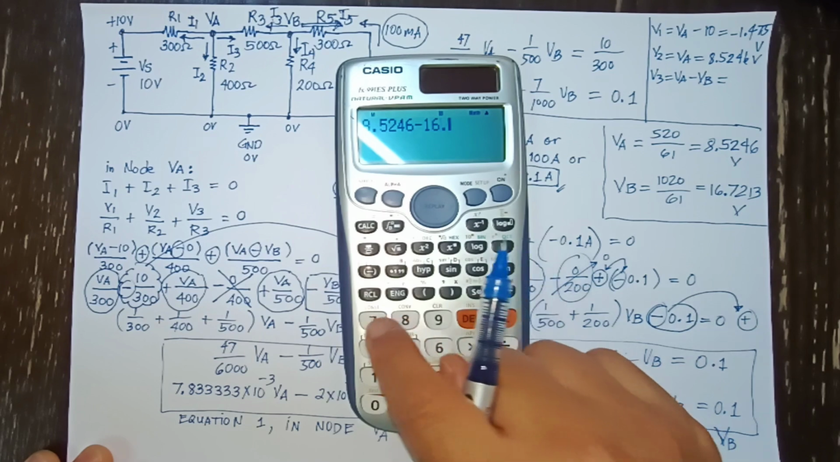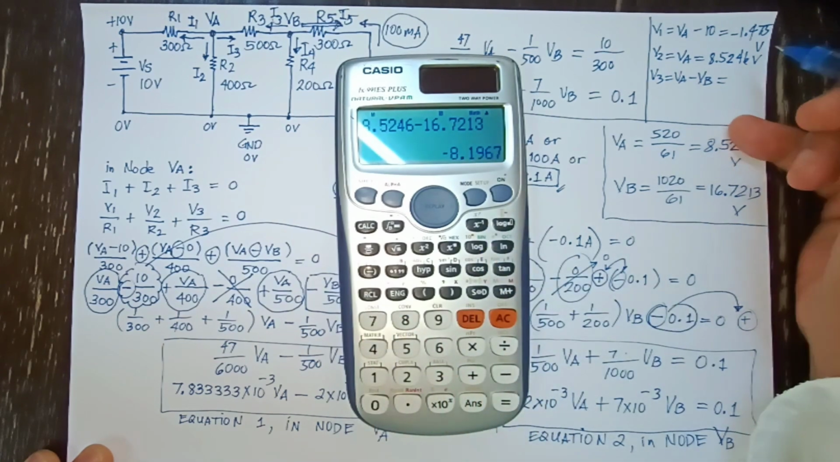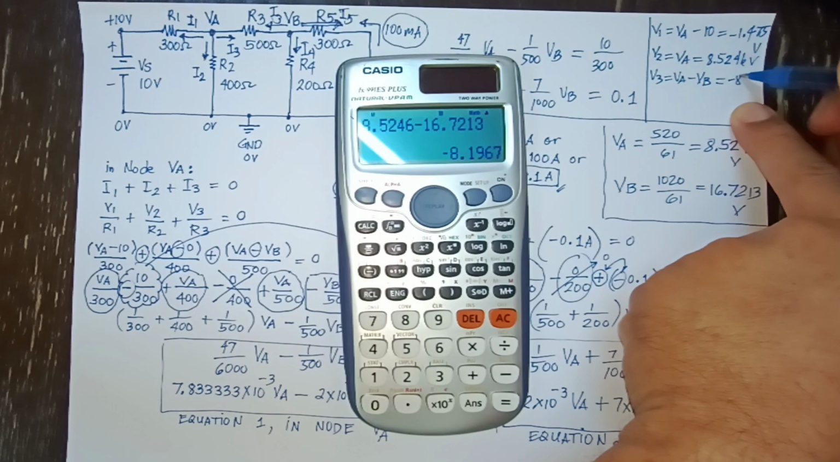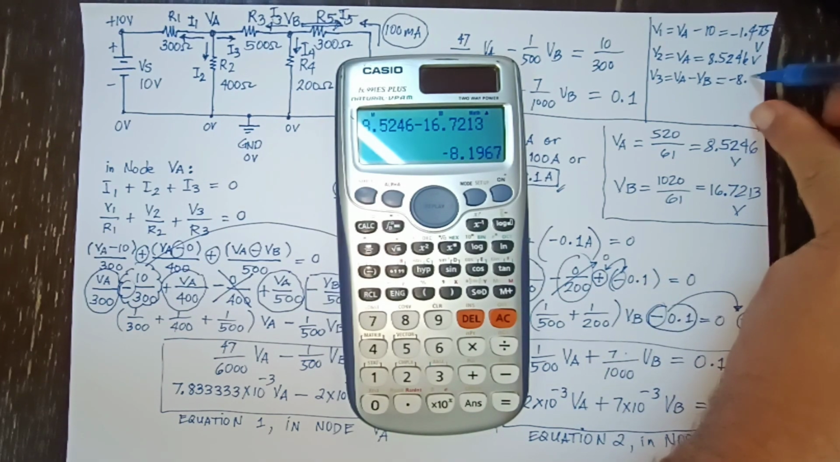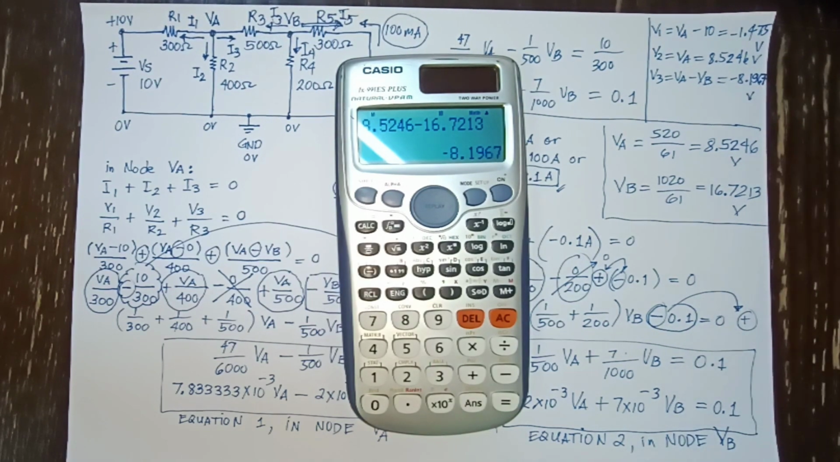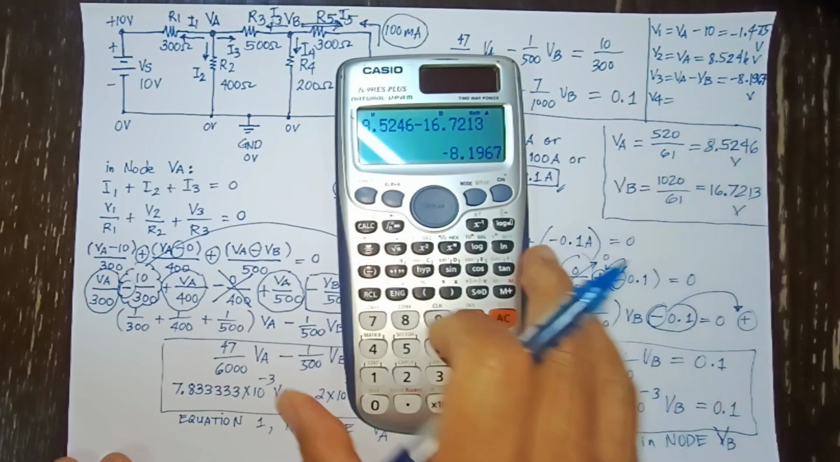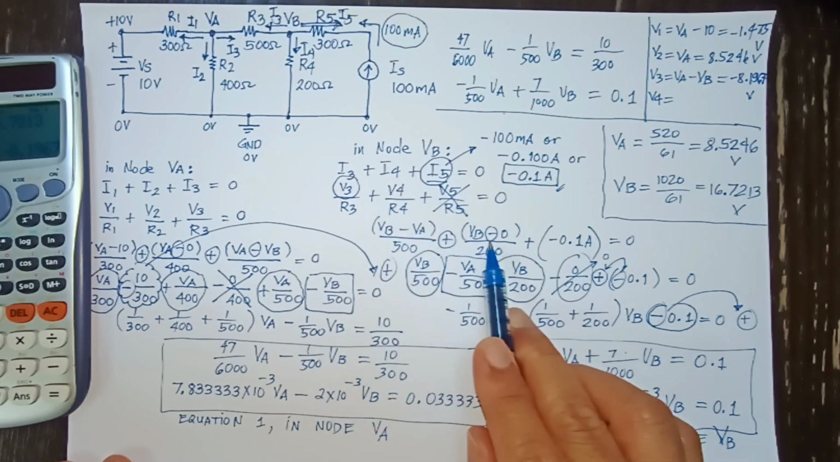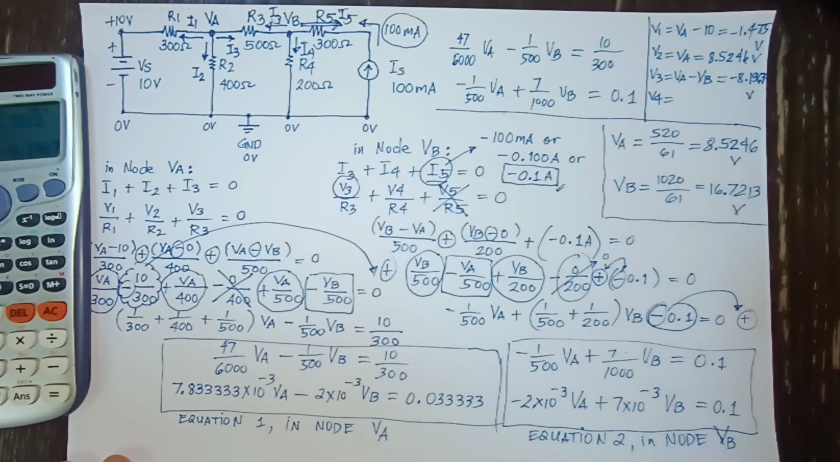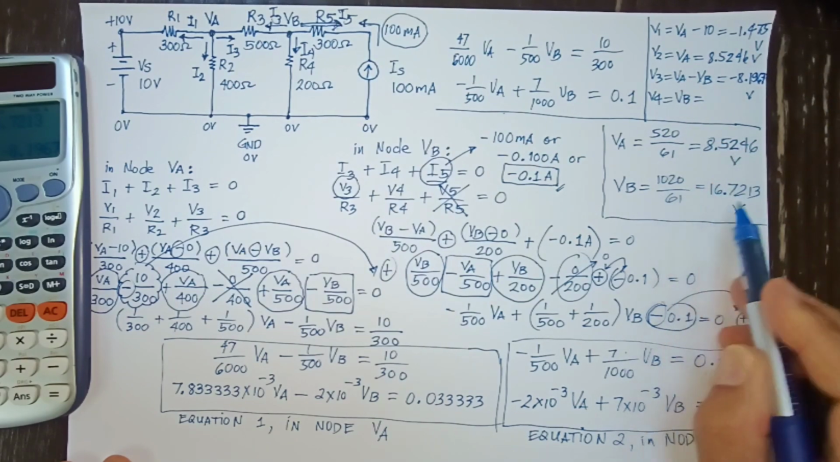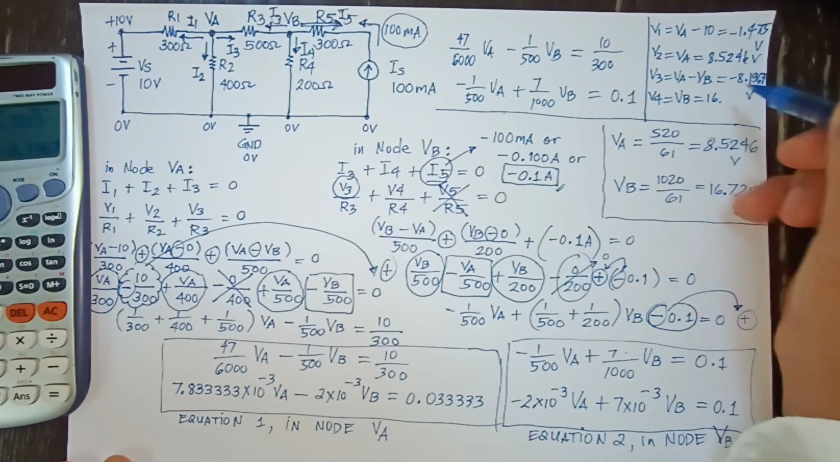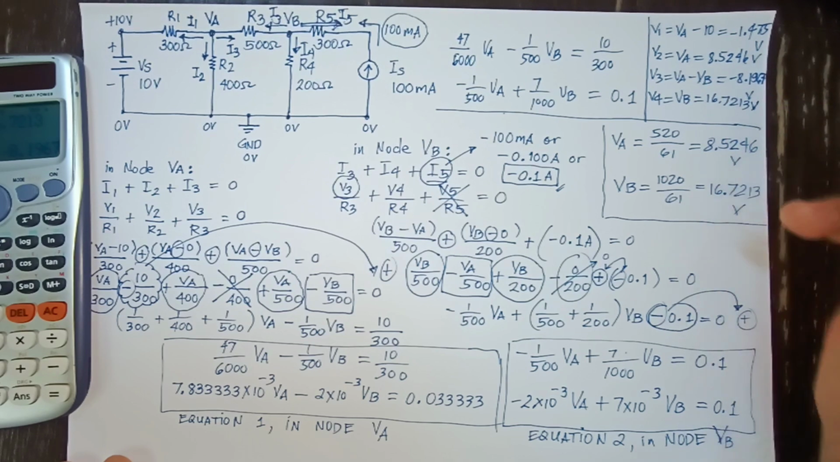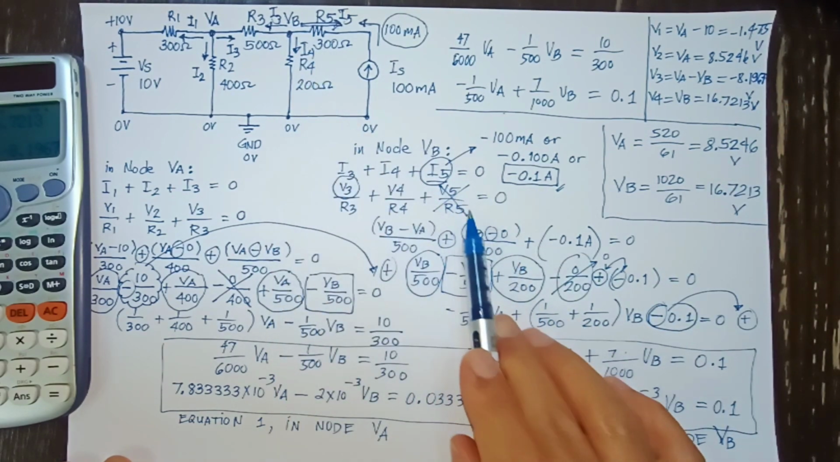So if I subtract 8.5246 minus 16.7213, we will be getting the answer for V3, which is minus 8.1967 volts. And let's look at equation 2 for V4. We got V4 is V3 minus 0. So, or V4 equals VB minus 0. So we can just say V4 equals VB, which is 16.7213 volts.